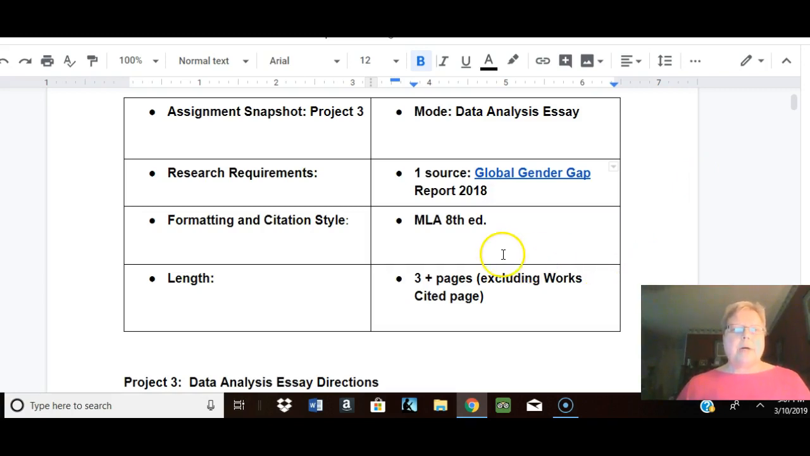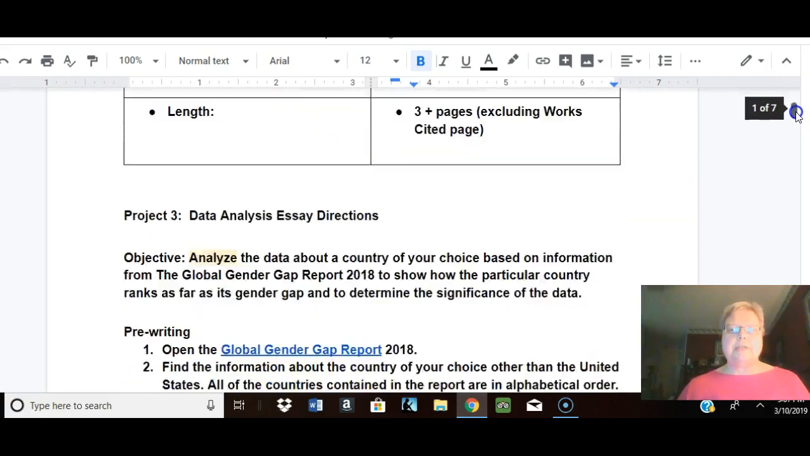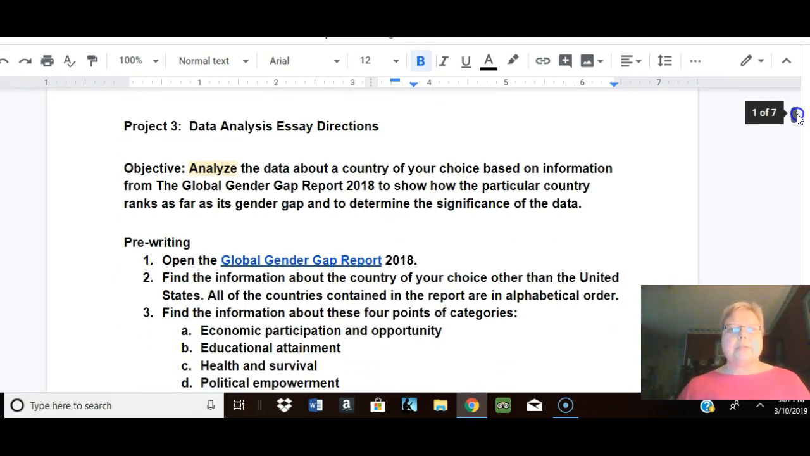All right, so it'll be MLA 8th edition, just like we said, and this time we have 3+ pages. Last time we had 2+ pages, and most of you were able to meet that with no problem. This time instead of 3 body paragraphs, we're going to have at least 4 body paragraphs, an introduction and a conclusion, and that's why it says 3+ pages, because you got an extra page of text added here.